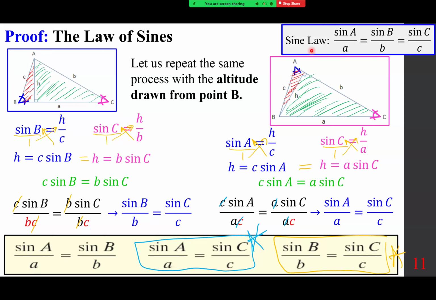Normally we put sine A at top, A at the bottom, but even the reciprocal works out. So sine A over A equals sine B over B equals sine C over C. Again, the reciprocal works out as well. But normally this is the way we write.